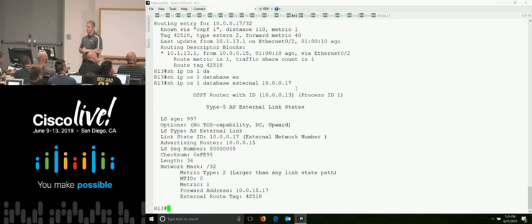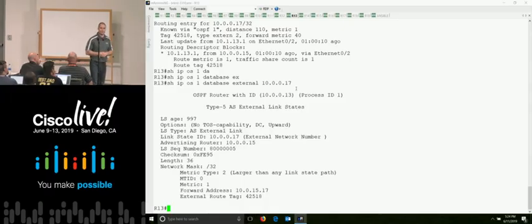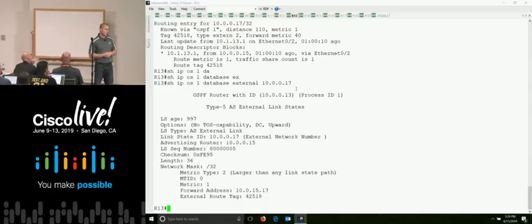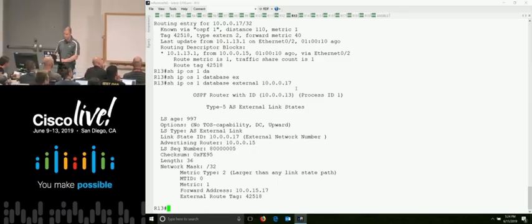Where did metric 40 come from? Give me the easy answer first. Where did it come from? The cost of what? The cost of the subnet. Not the router specifically, but the cost of the forward address. The forward metric is the cost of the forward address. That's why they call it the forward metric.